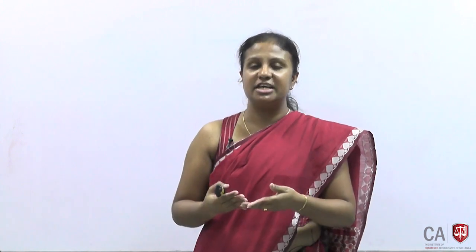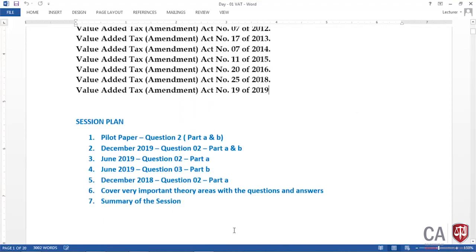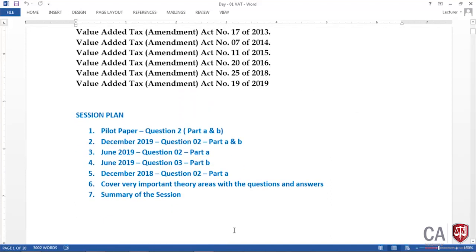Today I am starting from a very interesting and very practical topic, which is value added tax, or in your syllabus management of value added tax, which covers 15% of the syllabus area. Then value added tax, as I explained previously, the main enactment and all the amendments up to the 2019 amendment you should know.